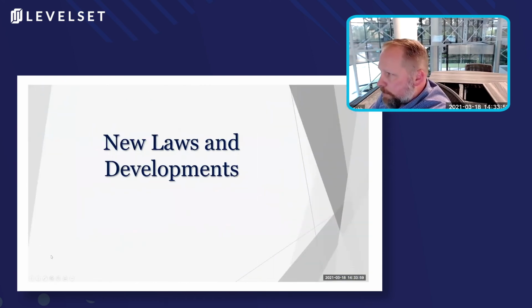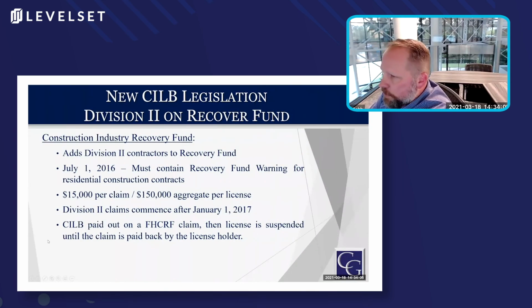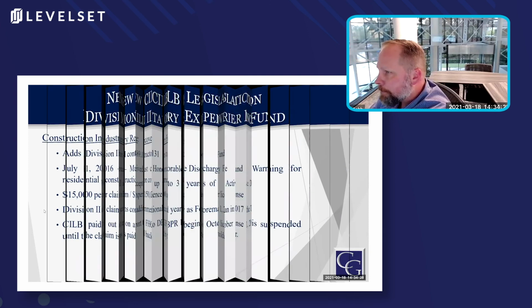And to wrap up, there's been a few new laws and developments recently. This is not so new, but about 5 years ago, the recovery fund added the Division II contractors back in. So for all the Division II contractors listening, you need to have that warning language in your contracts as well. It used to only be Division I, and as of 2016, Division II has been added back in. So you are now subject to recovery fund claims.